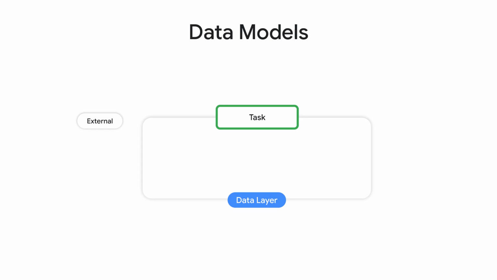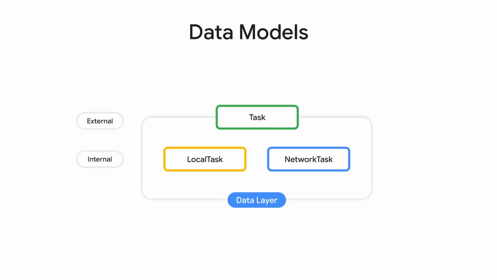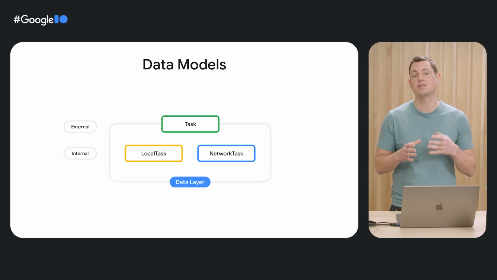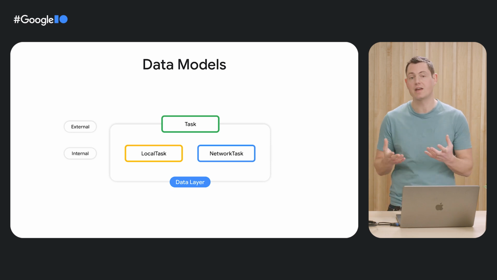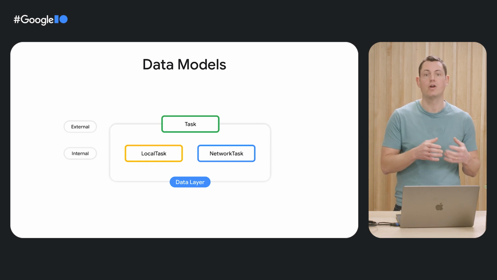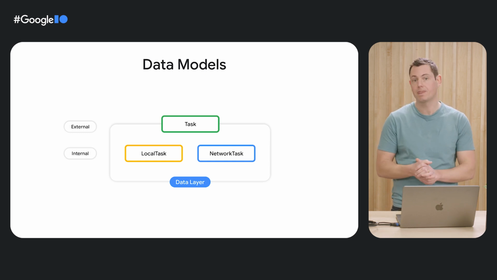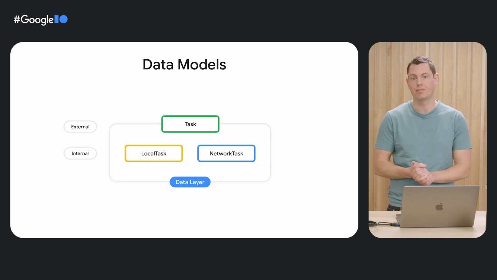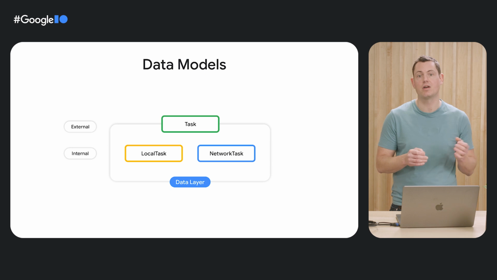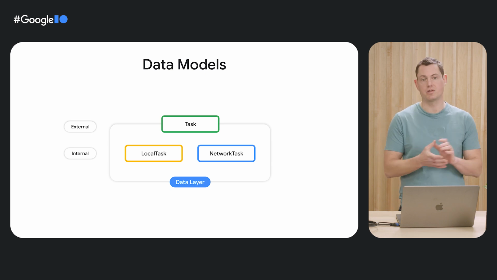Task is an example of an external data model because it is exposed externally to the data layer and can be accessed by other layers. But we'll also define internal data models, which are only used inside the data layer. It's good practice to define a data model for each place that it's stored. So, for example, in this app, we have a local task, which is a task stored in a local database, and a network task, which is a task which has been retrieved from a network server. These are both examples of internal data models, and they come from data sources.